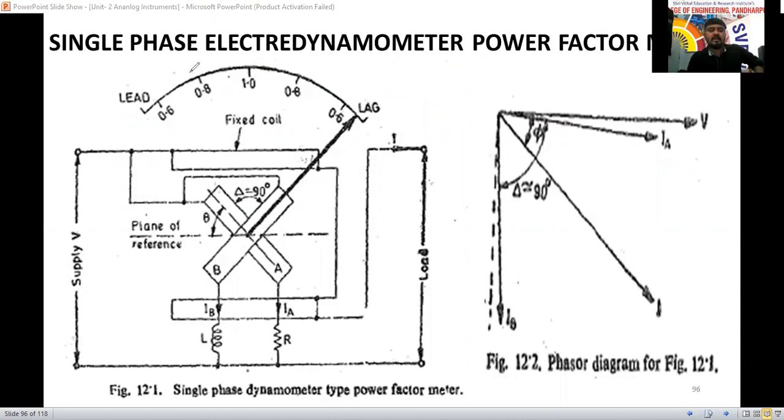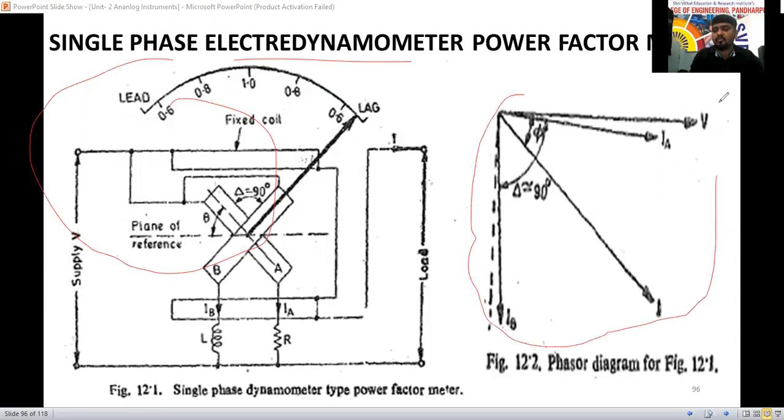This is the circuit diagram of the single phase electrodynamometer. Based on this, we look at the operation of this electrodynamometer: how the coils are arranged, the 2 coils, and how it is going to operate. Based on that, we also have to draw the phasor diagram of this single phase electrodynamometer. This part will continue in the next class. We will continue here.